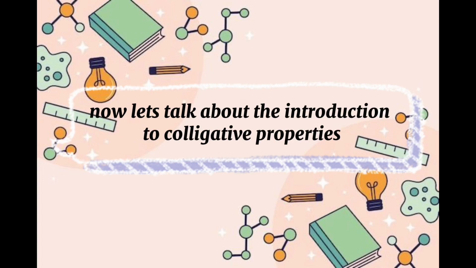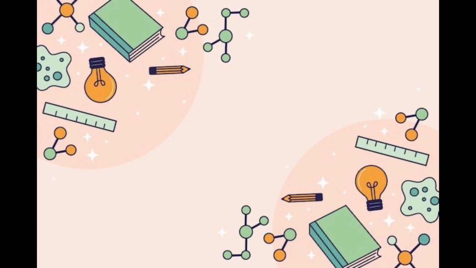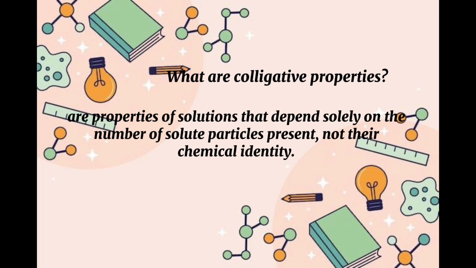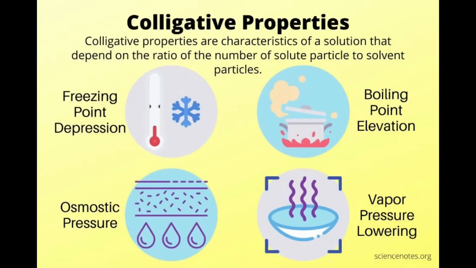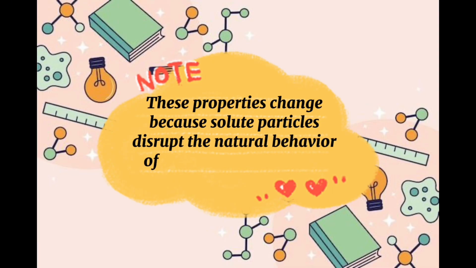Now, let's talk about the introduction of colligative properties. First, what are colligative properties? These are properties of solutions that depend solely on the number of solute particles present, not their chemical identity. The four main colligative properties are vapor pressure lowering, boiling point elevation, freezing point depression, and osmotic pressure. These properties change because solute particles disrupt the natural behavior of the solvent molecules.